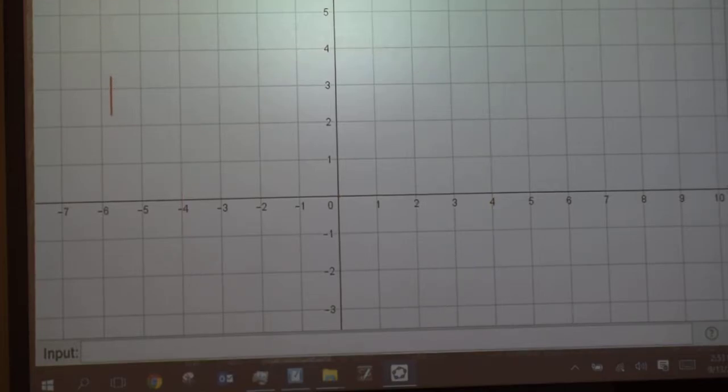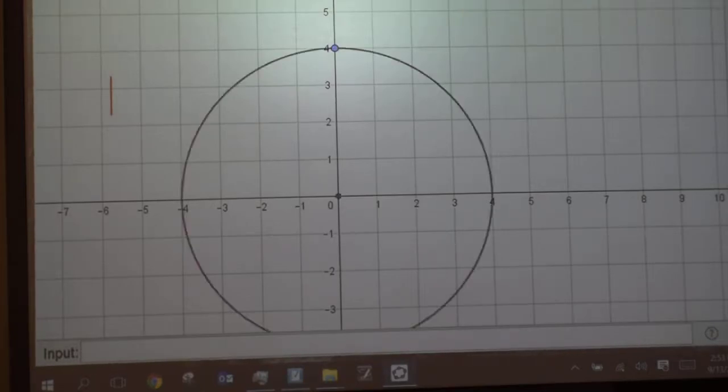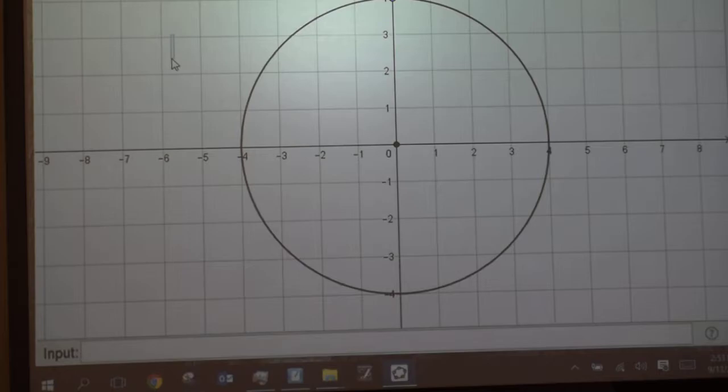I didn't want to do that. Sometimes these programs, because they're overlapping programs, they're not working together with one another. I always mess them up. There we go. That's what I wanted.